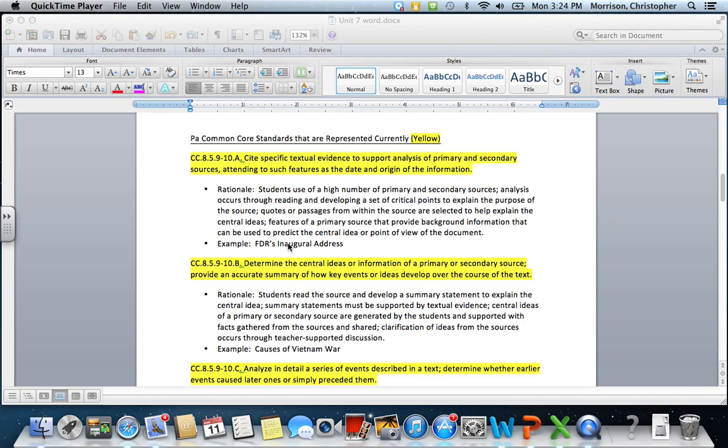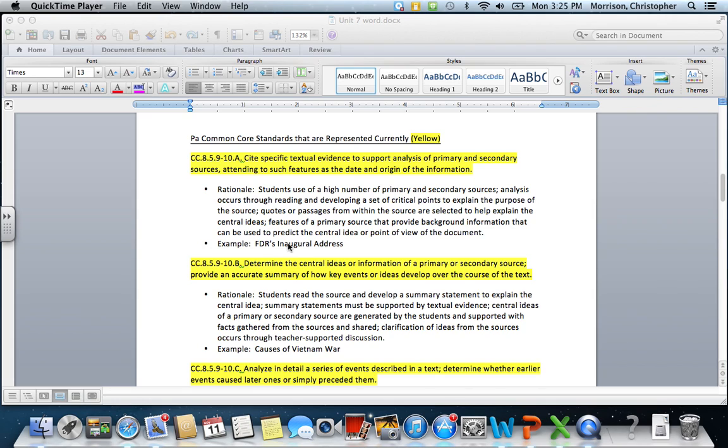So it's not as simple as, all right, here's the address, tell me some of the main points. It's, here's the address, based on your interpretation, explain what is the message that FDR was giving to the American people when he made the inaugural address at one of the low points during the Great Depression. So the first Common Core standard, I definitely feel that I fulfill in my classroom.